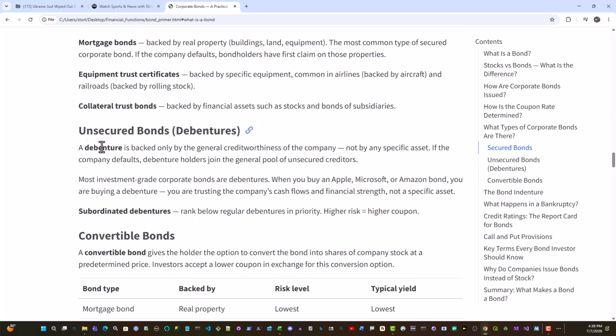You have unsecured bonds, debentures. That's only backed by your good reputation, your creditworthiness as a company. So there's no assets that back it up, in other words. So that's a little more risky probably because you just take their word for it, right? In reality, most investment-grade corporate bonds are debentures. So you trust the Apples, don't you? And the Microsofts and the Amazons. Do you? Well, I don't know. So anyways, those are huge companies, so they probably will be able to pay you a little better than some of the smaller companies issuing bonds, etc. Subordinate debentures rank below regular debentures.